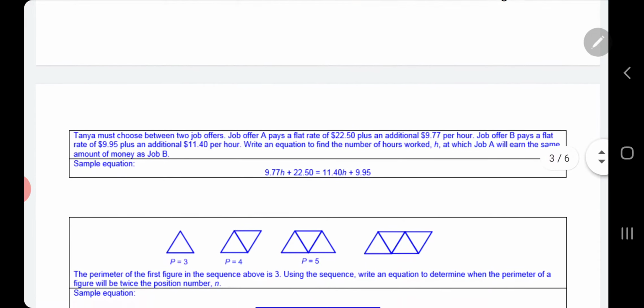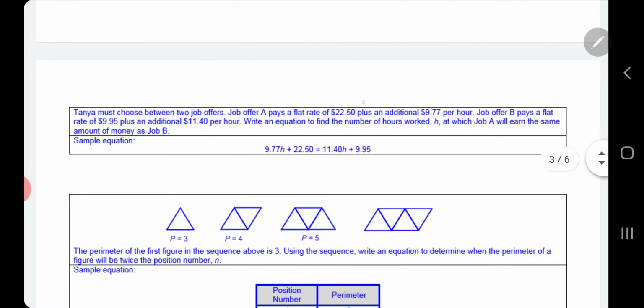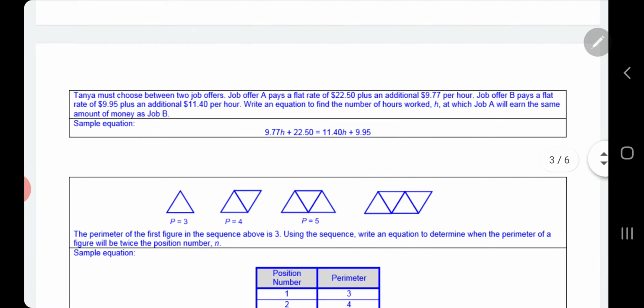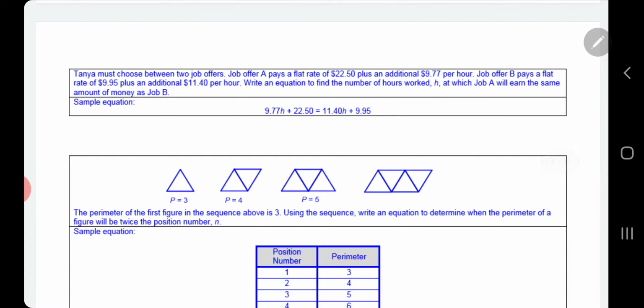Okay, let's look at some problems here. Once again, in today's lesson, we're just going to be setting up the equations or inequalities. We will not be solving yet. So, let's look at this first one.